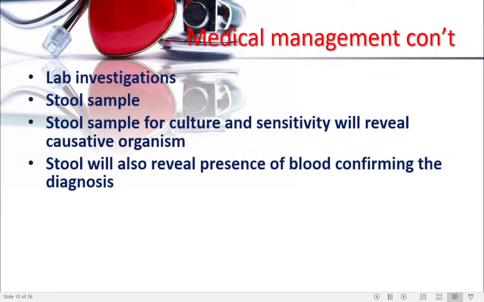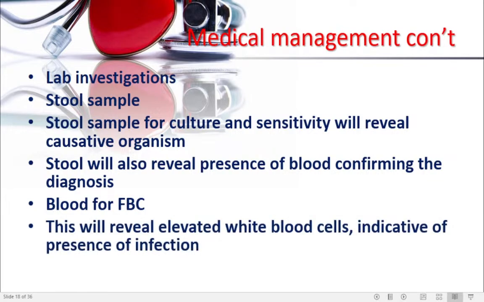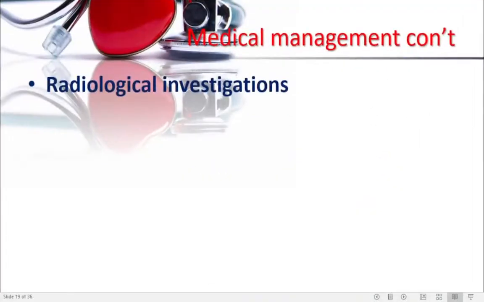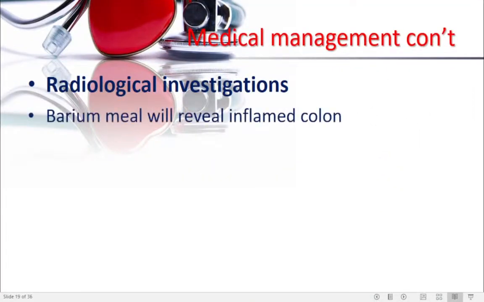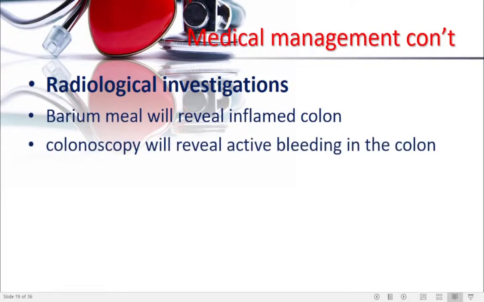Then stool for lab investigations is also going to review presence of blood, confirming the diagnosis. And then blood for FBC is also going to review HB levels in blood, and it's also going to tell us high elevated cells, which are the white blood cells. This will be indicative of infection, and there's also going to be reduced red blood cell count, indicative of hemolytic anemia. Then we have radiological investigations. To quicken that up, barium meal will review inflamed colon. Colonoscopy is also going to review active bleeding and ulceration in the colon.